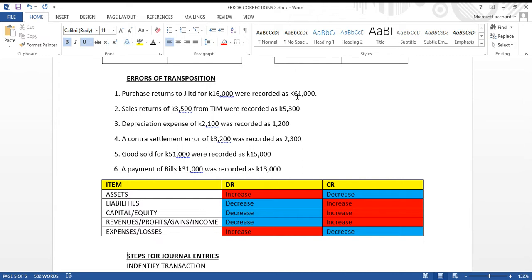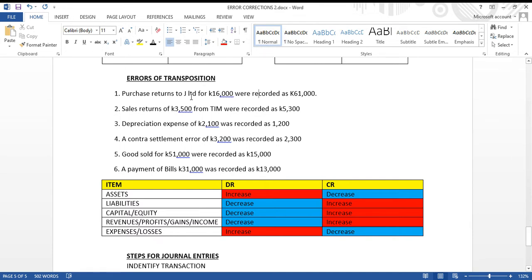All right. So what happens in errors of transposition? Numbers are mixed up. The numbers are mixed up. So you might see an overstatement or you might see an understatement, as we saw in errors of original entry. Okay. So let us look at them. Here's the first example.